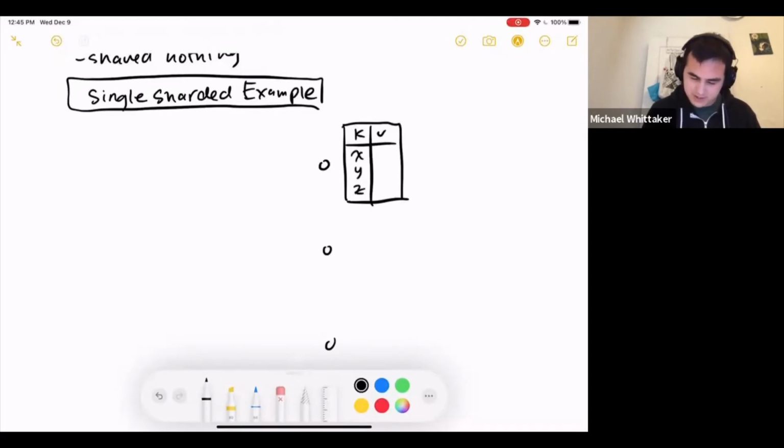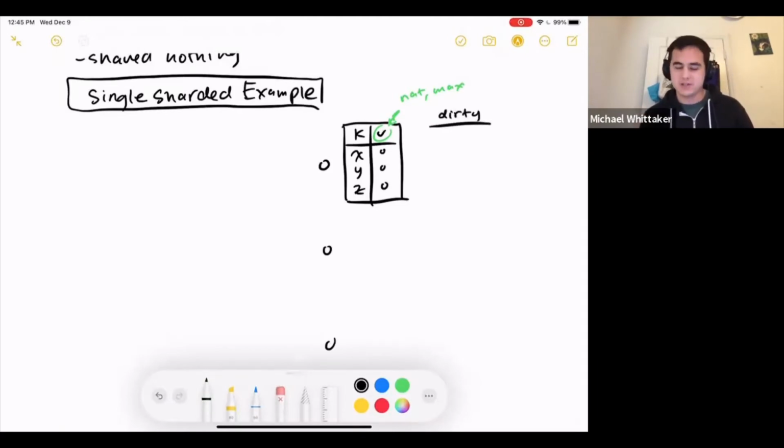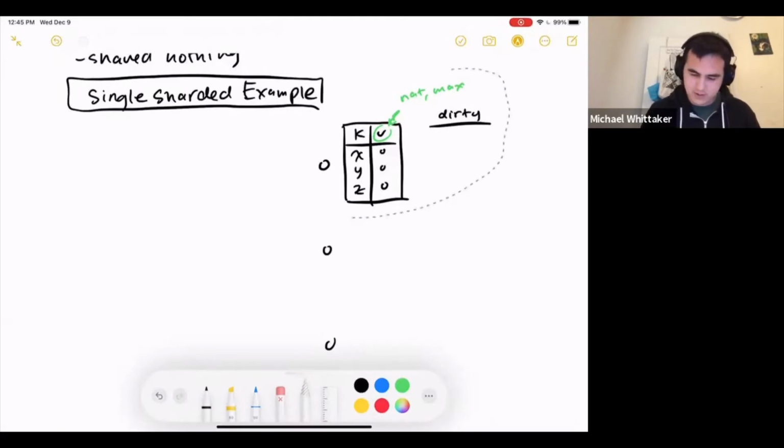And V here is a lattice. And so let's say that the values here are natural numbers with max. And initially, we start the database off with the least element, 0. And in addition to the key value store, all of these nodes are also going to have some set of dirty keys. All right, so all the replicas are going to have a copy of this.